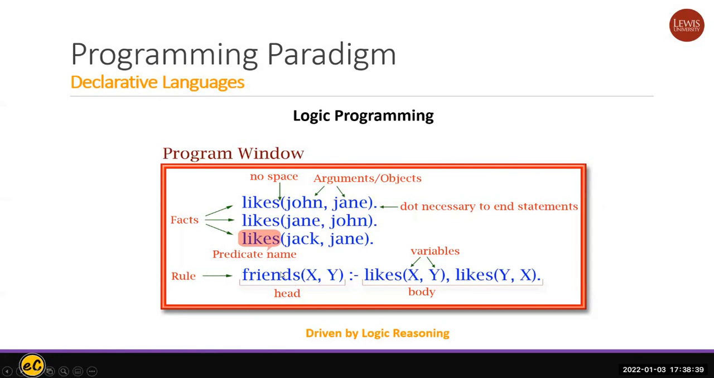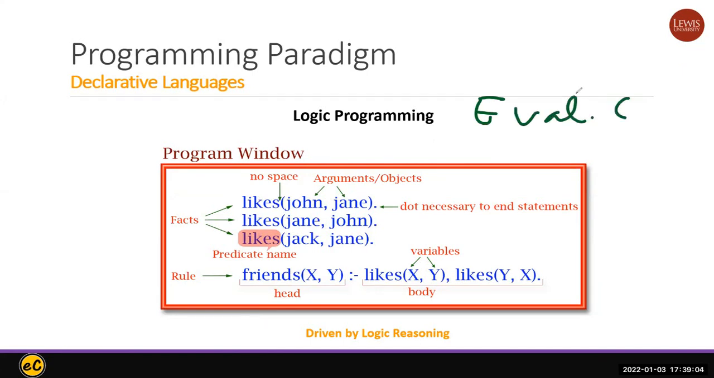Then there's a rule, the friend rule. Friendship is defined as: if there are two people, X likes Y and also Y likes X, then they will be a pair of friends. So right here, these are the rule and the facts.